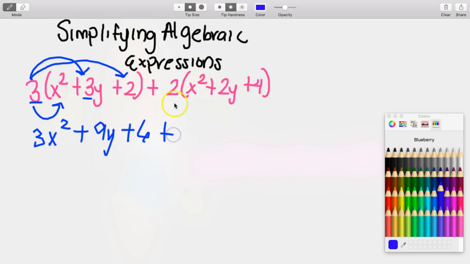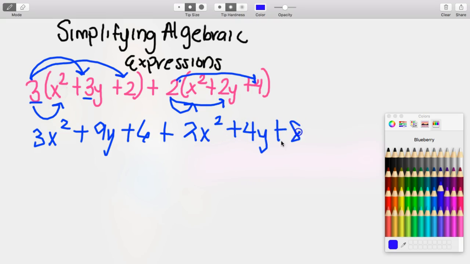Then we'll move on to the next problem, completing the same steps that we just did in the first expression. So we get 2x squared plus 4y plus 8. Now we have this long algebraic expression that definitely needs to be simplified.